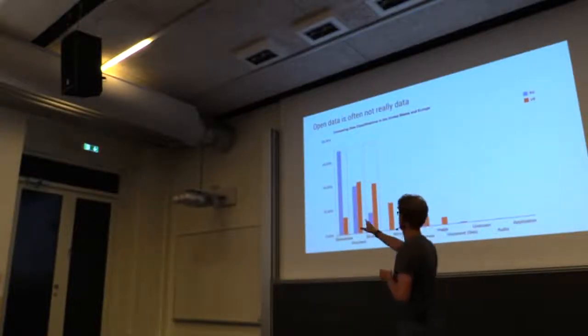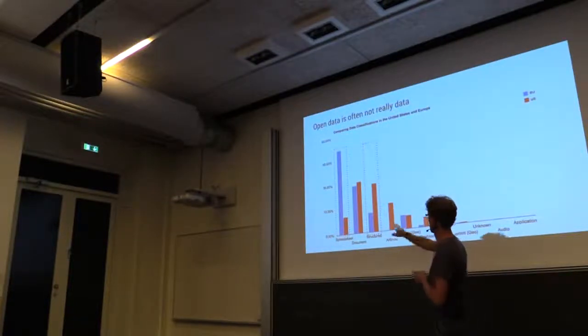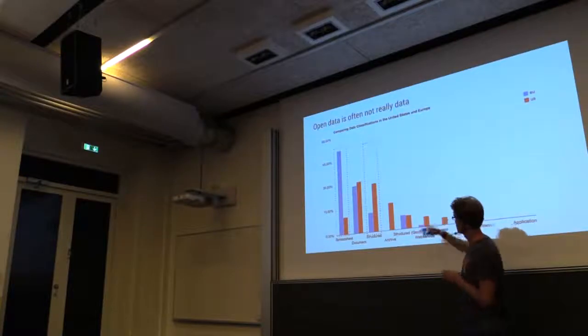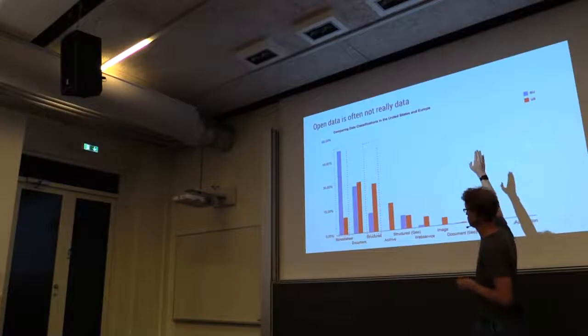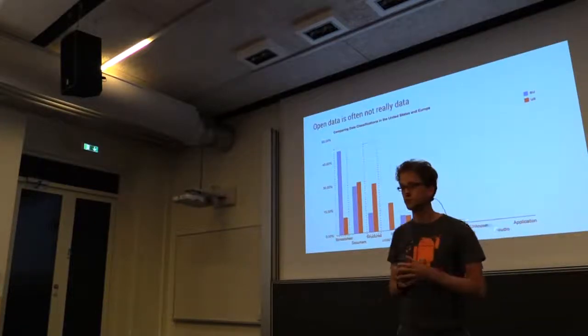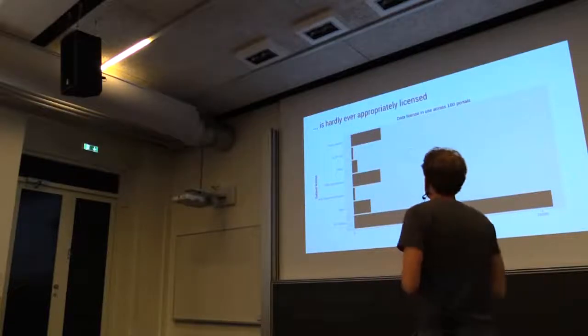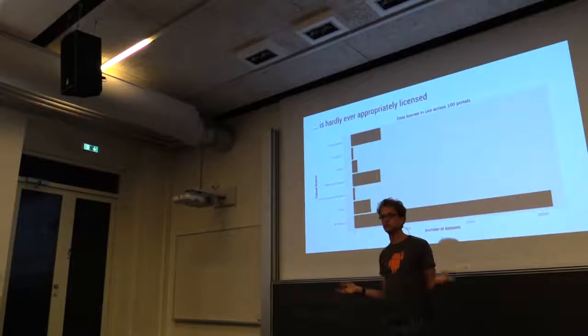Then a big chunk is spreadsheets. A lot of it is archives. Geo, yeah, it's there, so that's good. Some images, and just a very small amount of web services. Actually, the US does a much better job at providing web services to people than we do here in Europe right now.